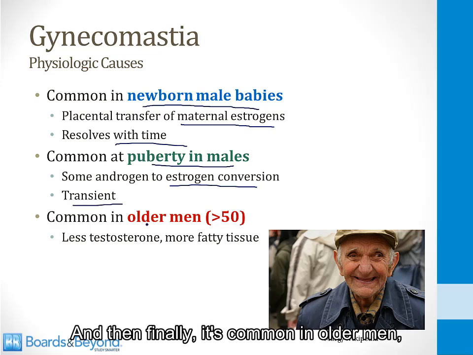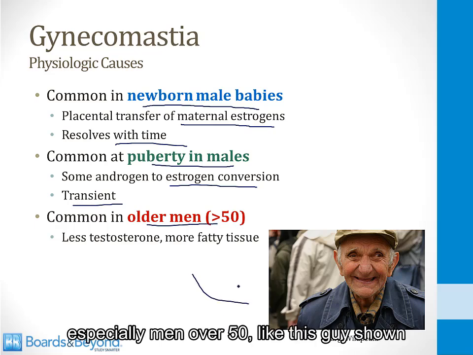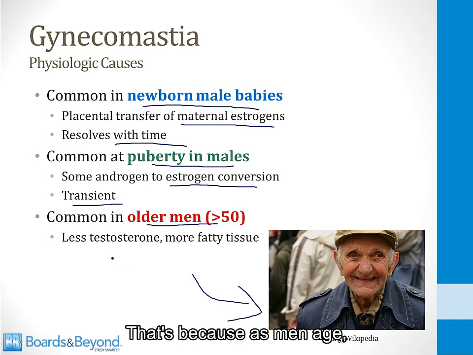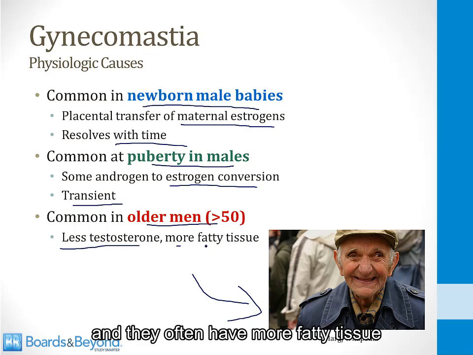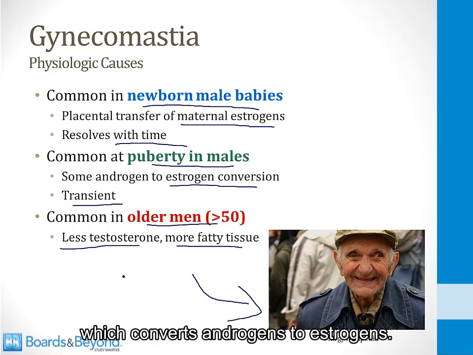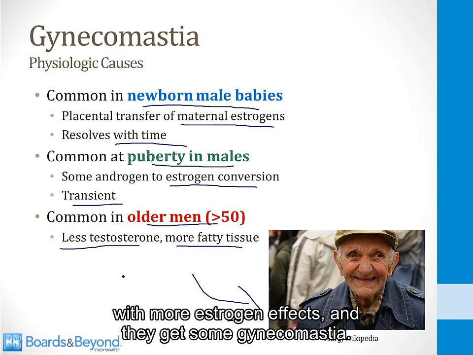And then finally, it's common in older men, especially men over 50, like this guy shown on the screen here. That's because as men age, they lose testosterone production from the testes, and they often have more fatty tissue, which converts androgens to estrogens. As a result, they get an imbalance with more estrogen effects, and they get some gynecomastia.